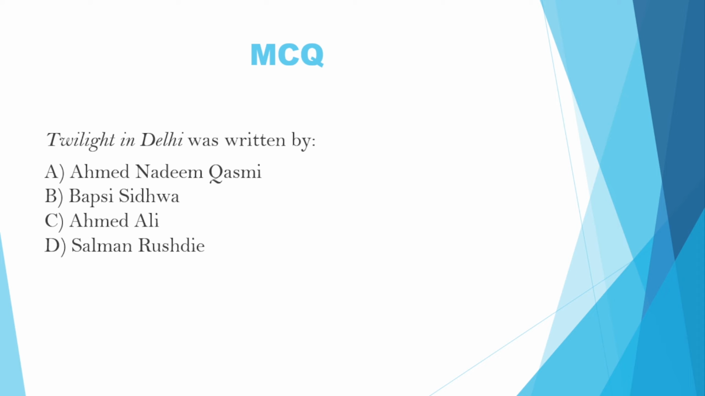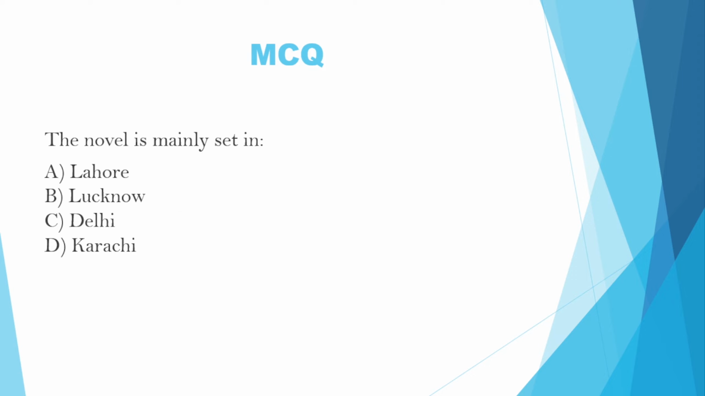Next question is, Twilight in Delhi was written by option A Ahmed Nadeem Qasmi, option B Bapsi Sidhwa, option C Ahmed Ali, option D Salman Rushdie. The correct answer is C Ahmed Ali. Next question is, the novel is mainly set in option A Lahore, option B Lucknow, option C Delhi, option D Karachi. The correct answer is C Delhi.